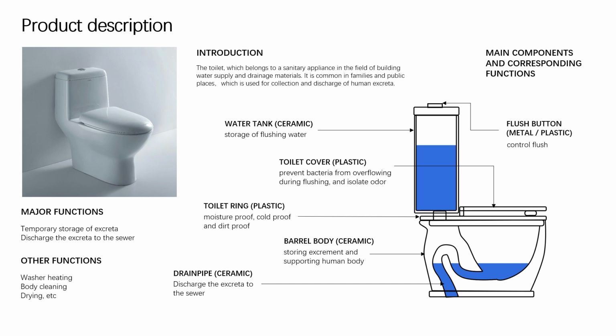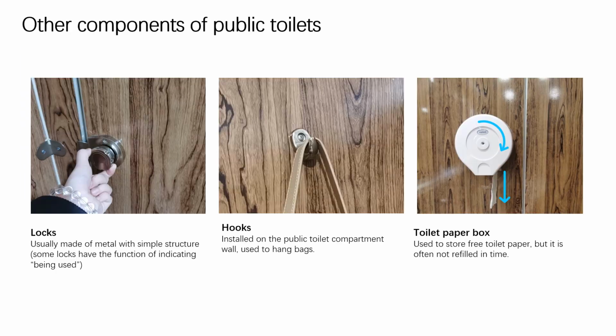For example, we can use the toilet ring as a seat to sit down, use the cover to protect and isolate, and use the flush button to control the water to flush. So here are some other details shown in this figure. Here are some other components of the public toilet, like the locks, hooks, and the toilet paper box.